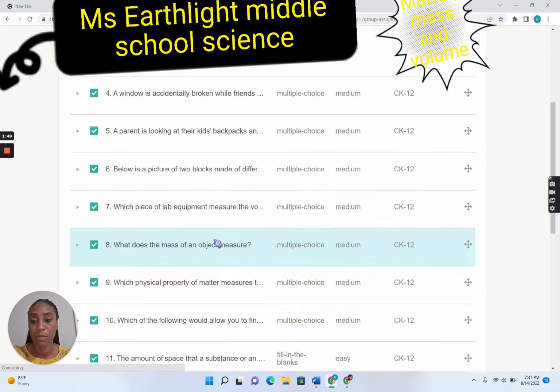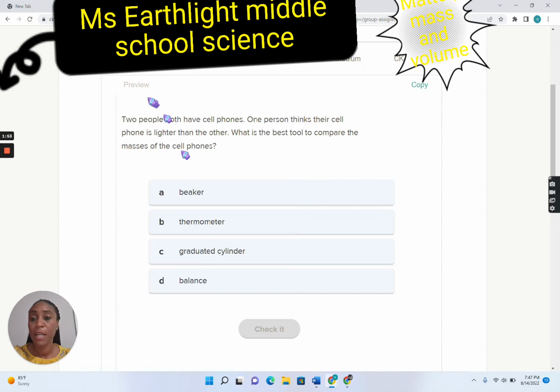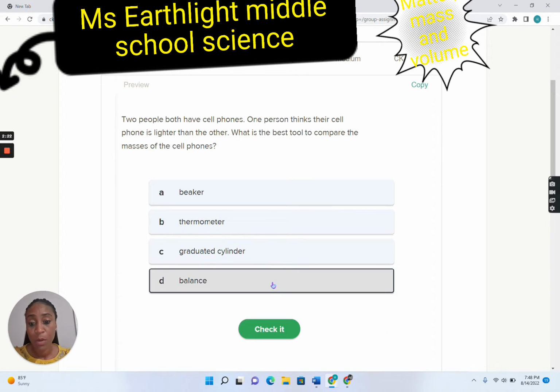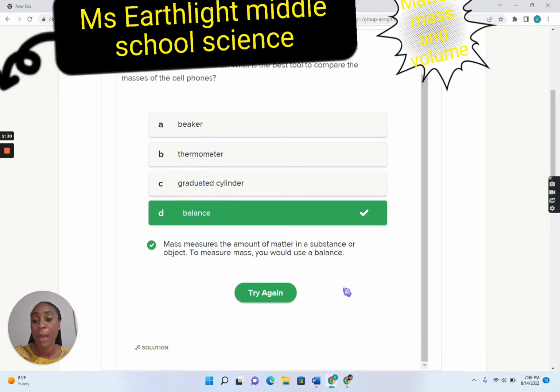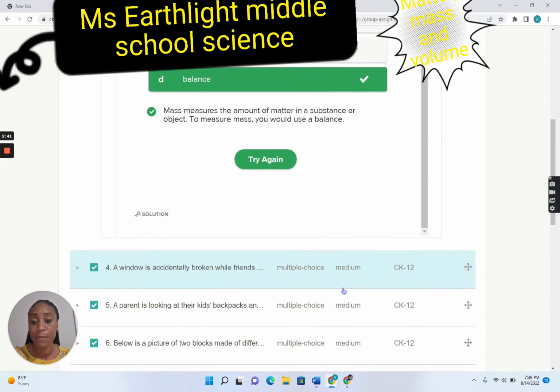That's a multiple choice question. It states, 2 people both have cell phones. One person thinks their cell phone is lighter than the other. What is the best tool to compare the mass of the cell phones? For A, we have beaker, B, thermometer, C, a graduated cylinder, and D, balance. Now you want to look at what they want to say, the mass. So to find the mass of something, what do we usually use? The balance. Let's check that. That's correct. And we know that mass measures the amount of matter in a substance or object. To measure mass, you would use a balance. Very good.